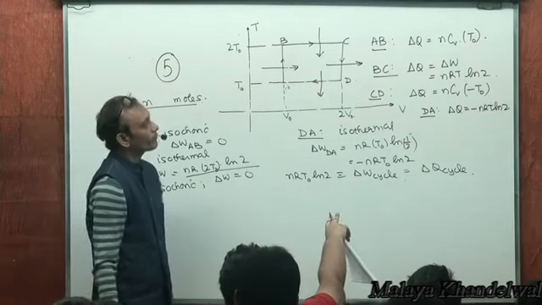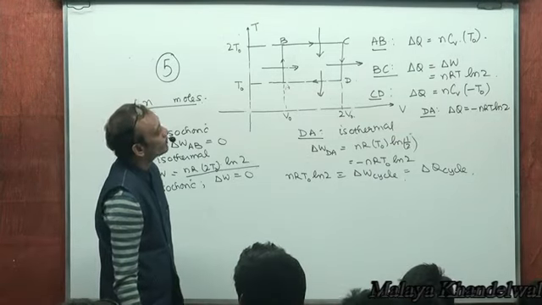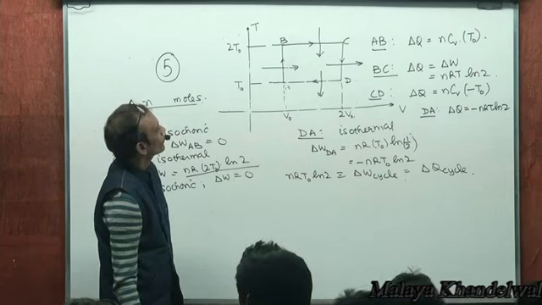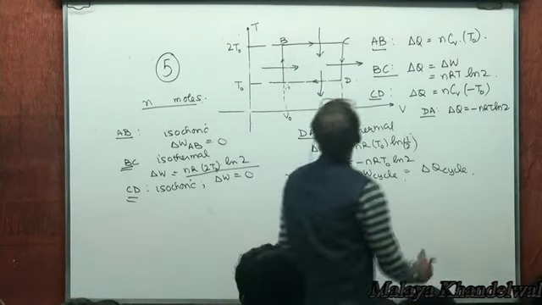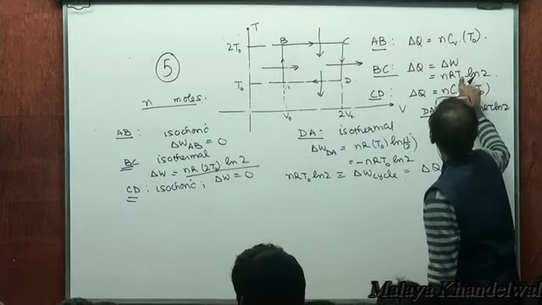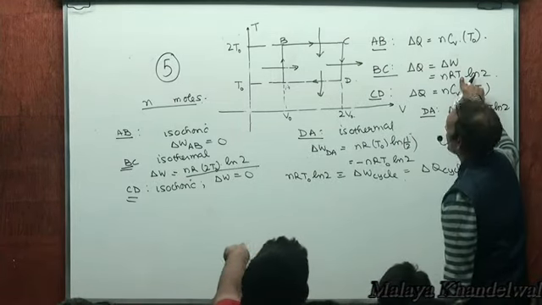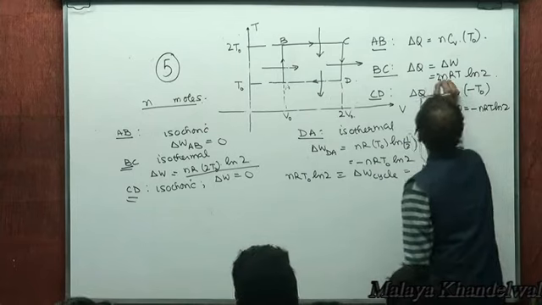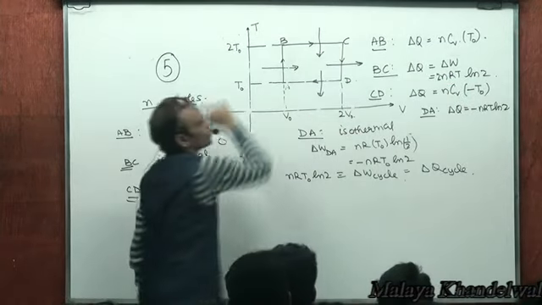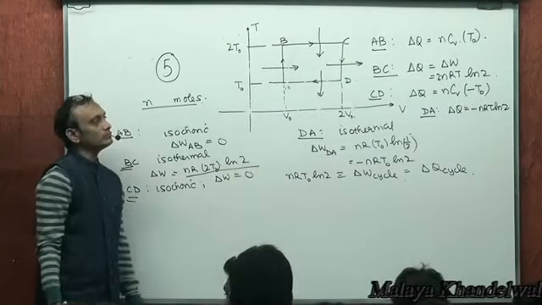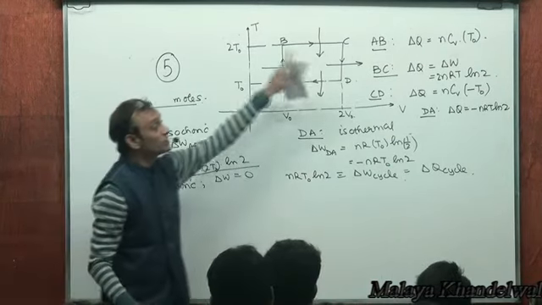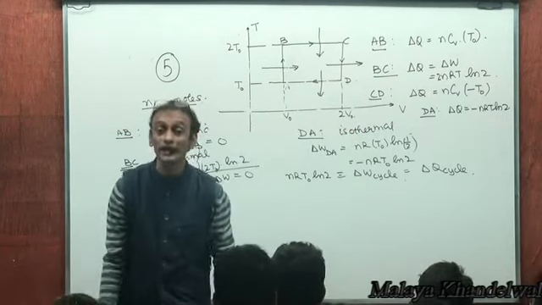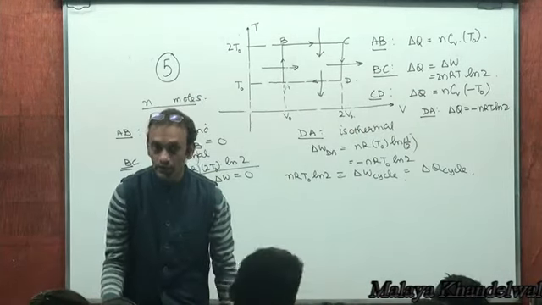So BC will be 2 NRT. Work done, this one. Yeah, temperature is 2 T naught, NR 2 T naught into log final volume by initial volume. And if you add all these delta Q's, that will be the same as the sum of all the delta W's, as you can see, right?